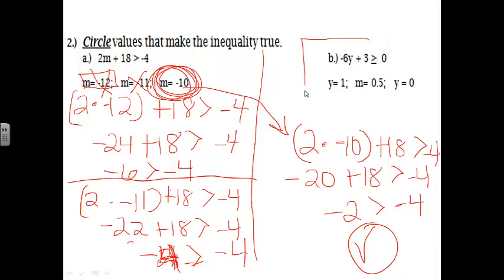Okay, I want you to do B by yourself, and then we'll check it. Okay, guys. Answers are 0.5 and 0. Those two are the ones that work.